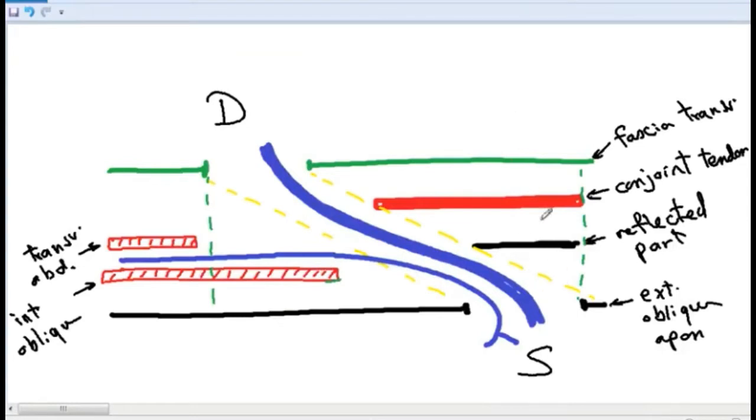While the posterior wall is formed by this reflected part of inguinal ligament, a small part, more larger, conjoint tendon, and the whole of the posterior wall is formed by fascia transversalis. So we have three structures in the posterior wall, two structures in the anterior wall. Three structures in the posterior wall are reflected part of inguinal ligament, conjoint tendon, fascia transversalis. Two structures in the anterior wall, we have the external oblique aponeurosis, and this is the internal oblique. Transversus not included in the anterior wall.